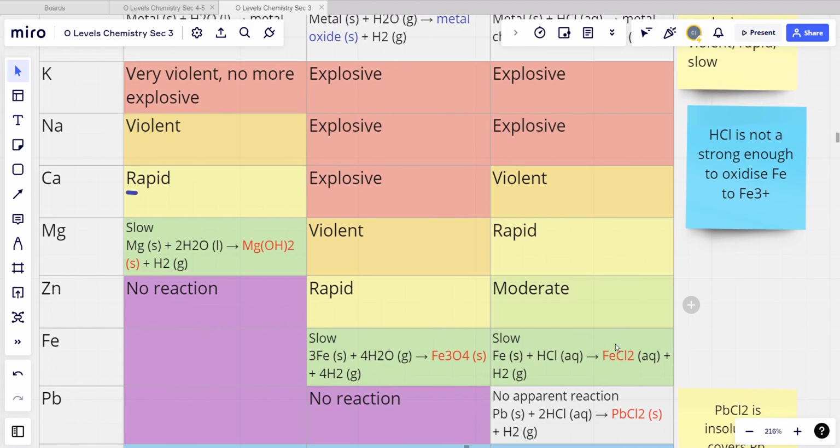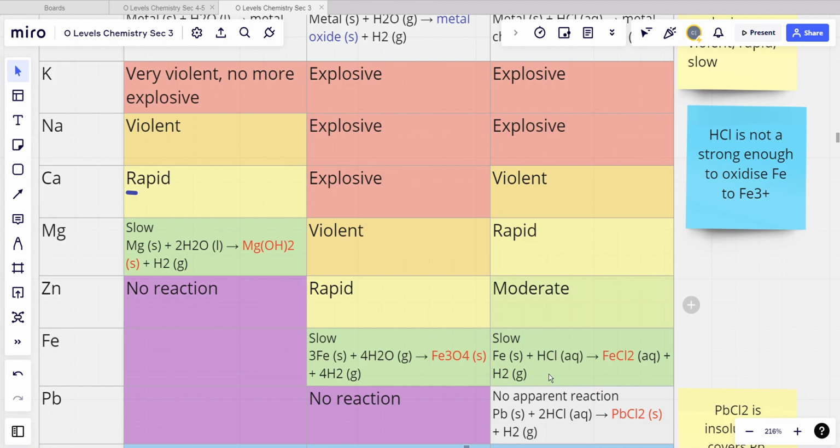Okay, last one I want to highlight is this one. Now, what's so special? Is it iron 2 or iron 3? Iron 2. Okay, this is iron 2 chloride, iron 2 plus. So take note, your answer should be iron 2 chloride.